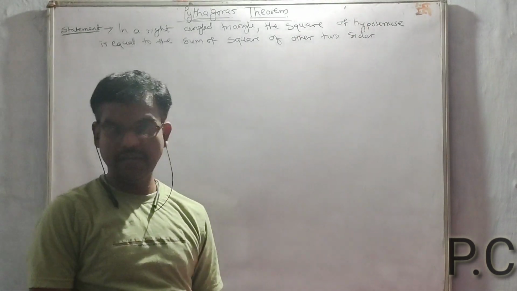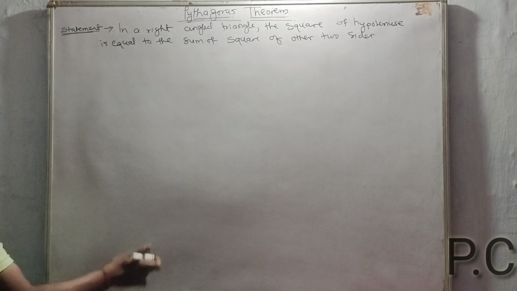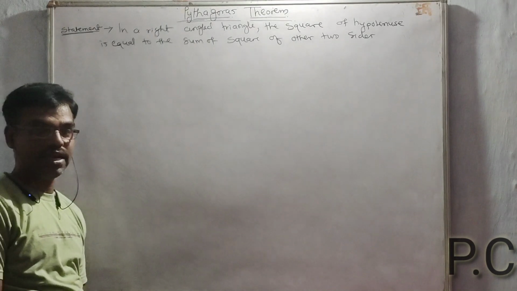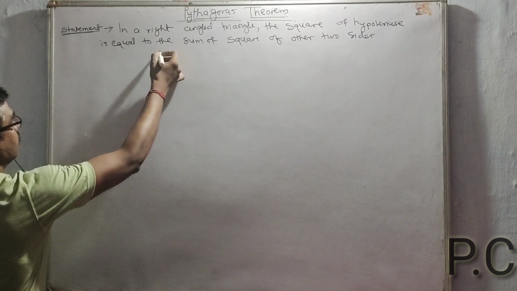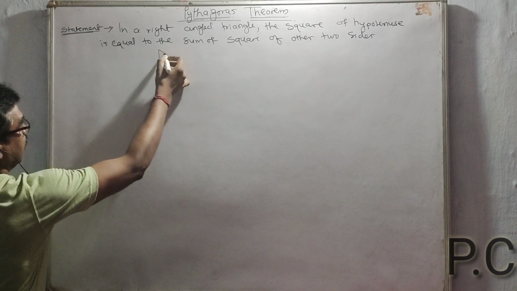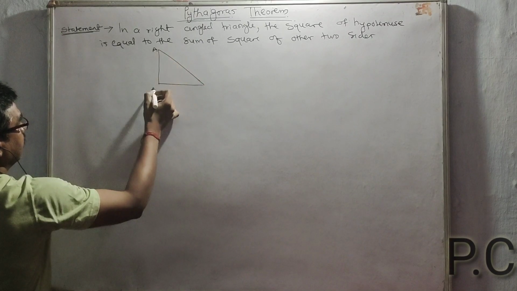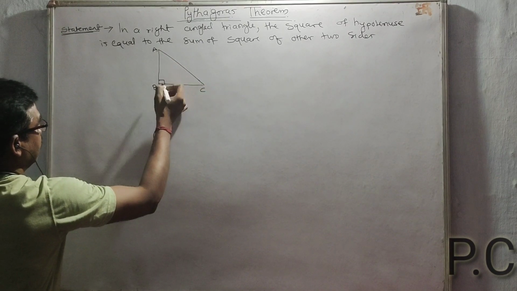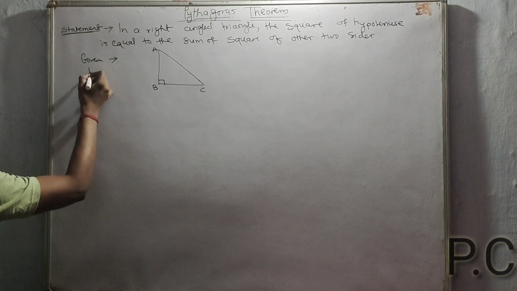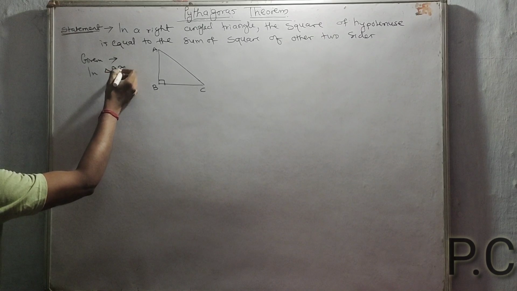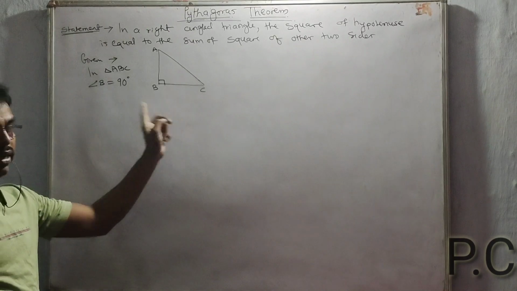You know that a right angle triangle means if one of the angles in a triangle is 90 degree, then that is said to be a right angle triangle. So consider this is a right angle triangle. We write here given: in triangle ABC, angle B is 90 degree. So this is a right angle triangle.